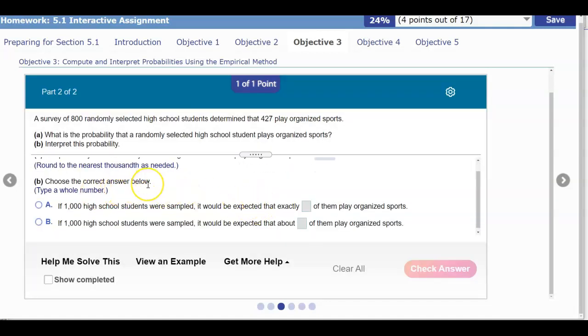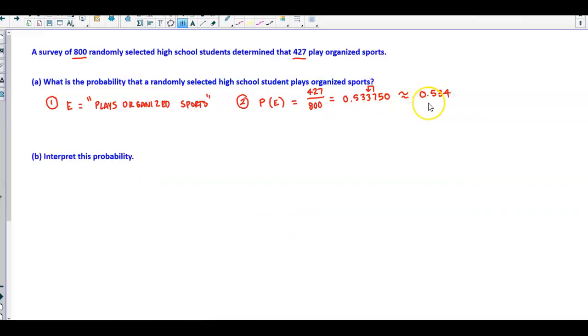Now it says to choose the correct answer below. It says if 1,000 students were sampled, it would be expected that exactly we need to figure out the number of them played organized sports. Or if 1,000 high school students were sampled, it would be expected that about of them play organized sports. So what we're going to do is come back here and look at our probability.